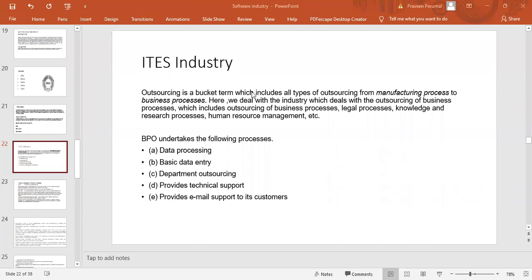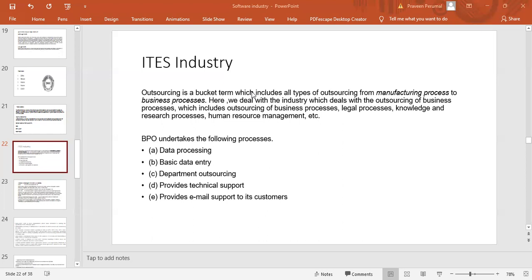Outsourcing in general refers to subcontracting of a service or a manufacturing activity to an external service provider. It involves transfer of management and day-to-day execution of an entire business function or process to an external service provider. Outsourcing is a bucket term which includes all types of outsourcing, from manufacturing process to business process. It also includes outsourcing of business process, legal process, knowledge, research process, human resource management, etc.